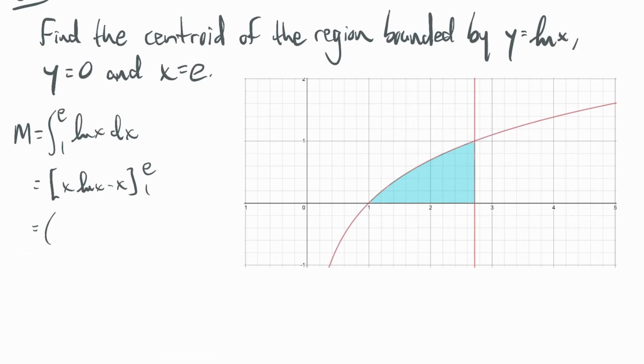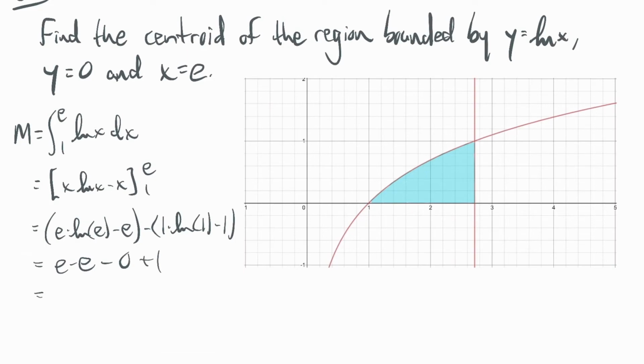So this will be e times ln of e minus e minus 1 times ln of 1 minus 1. Of course, ln of e is 1. So this is e minus e minus, well, 0 plus 1. So we get an area of 1, which I don't know about you, but to me that's a little surprising. That seems like, huh, really? 1? That's unexpected. But there we go. That's the area we get.